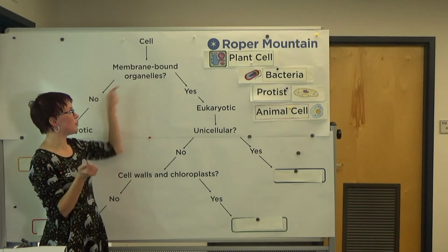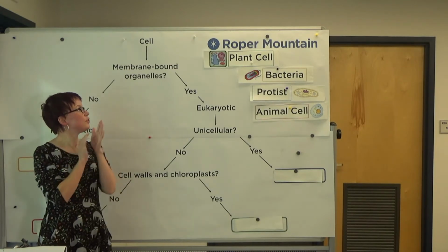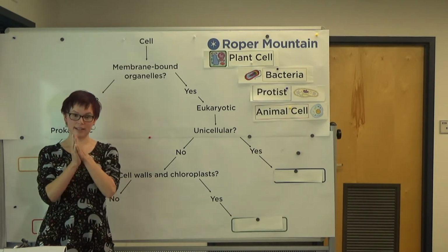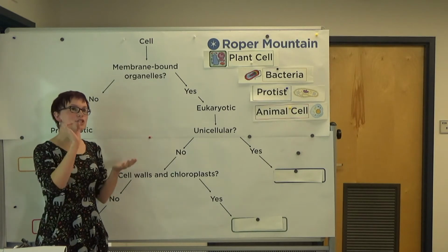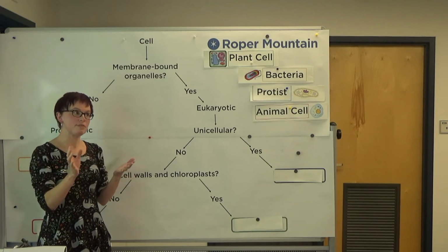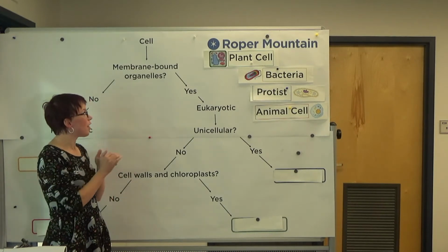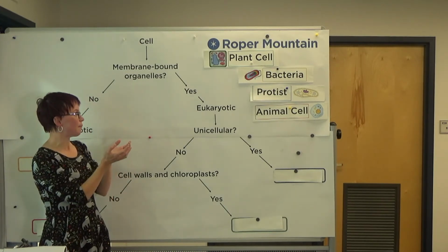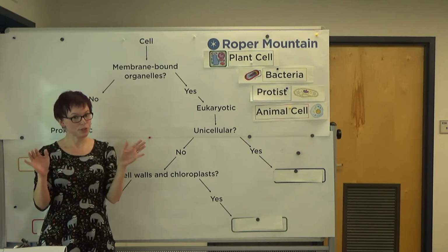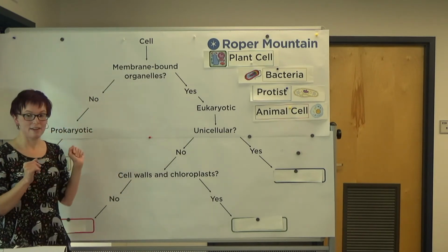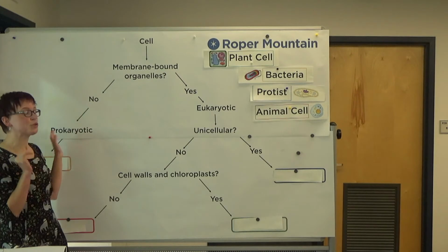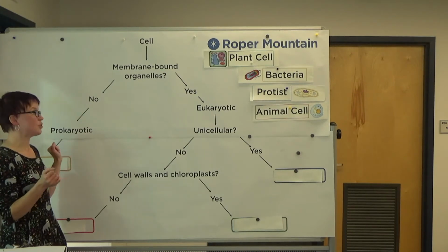The first question you want to ask yourself is this: do you see membrane-bound organelles in that cell? And so what that means is, do you see shapes in the cell? Specifically a nucleus or mitochondria or chloroplasts or other organelles that are surrounded by a membrane. Let's say that you do not. Let's say you're looking at the cell, you don't see stuff inside of it. It seems super simple. It's also maybe super small.